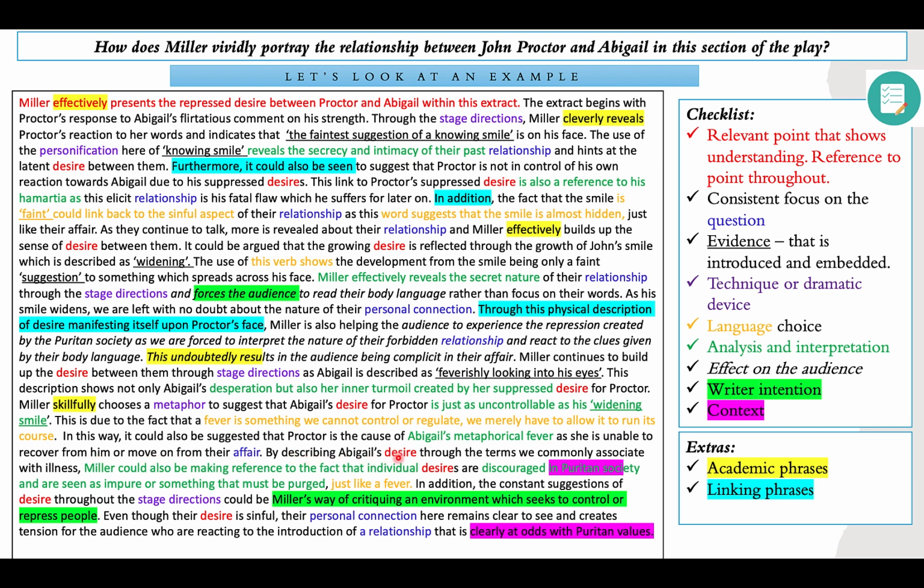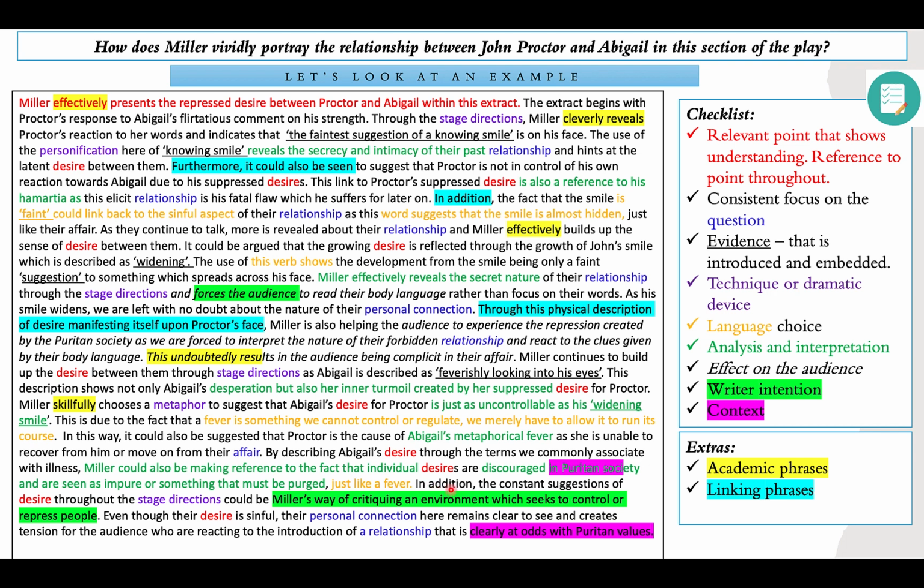By describing Abigail's desire through the terms we commonly associate with illness, Miller could also be making reference to the fact that individual desires are discouraged in Puritan society and are seen as impure or something that must be purged, just like a fever. So we have an awful lot of our own original interpretation here, and then we've linked it back to the language choice of fever.